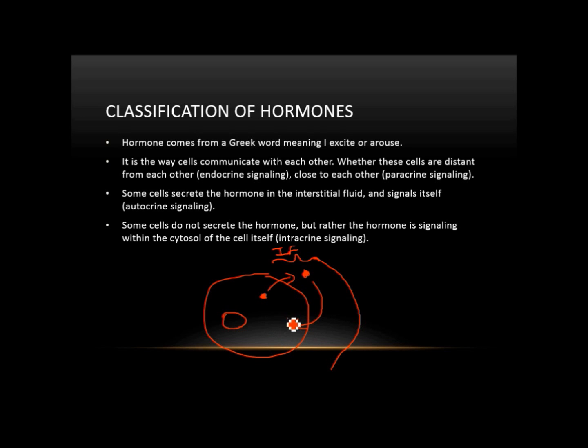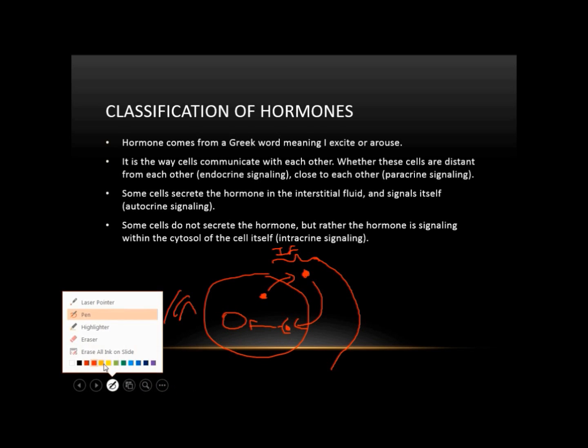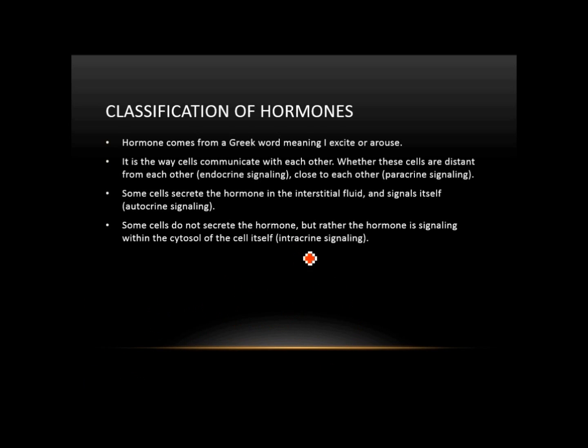However, there is another type that is less known, intracrine signaling. Here's our big cell. The cell itself secretes the hormone within the cytosol, and then the cytosol has the intracellular receptors to signal, and the cell takes the signal and starts to take its effect.